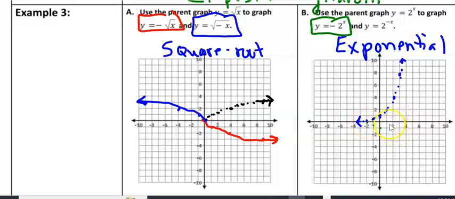2 to the 1st is 2. 2 squared is 4. 2 to the 3rd is 8. So there's that one. Okay, this one here, let's do in red. So now we're going to reflect it across the y-axis, correct? So that point's going to be there. That point's going to be there. That point's going to stay the same. There. That point I'm going to go over here. That point I'm going to go over here. Is this making sense? Okay.